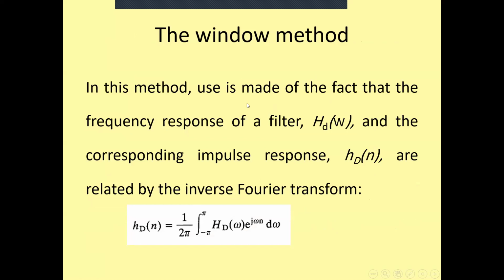Now, in this method, use is made of the fact that the frequency response of the filter HD of omega and the corresponding impulse response HD of n are related by the inverse Fourier transformation. Now, you have HD of omega, which is in frequency. You can determine the inverse of HD of omega to get HD of n. So based on the frequency response of the filter, we are going to determine the h of n of the filter in the time domain.